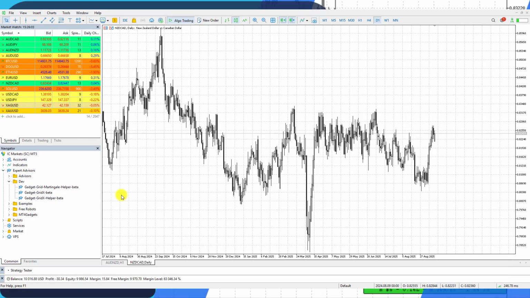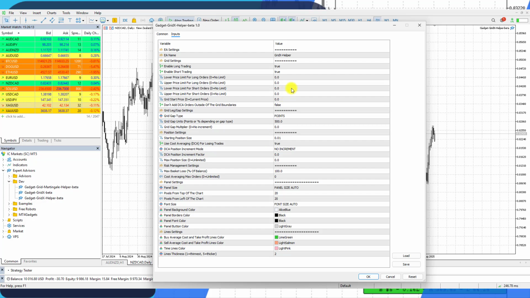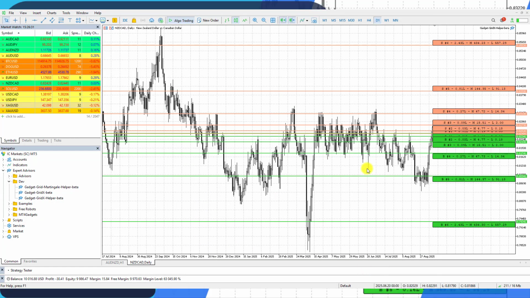Grid systems are often criticized because they can carry excessive risk and sometimes blow entire accounts during strong trends. With GridX Helper, you can see in advance how many positions would be opened, how much drawdown you could face, and where the basket would hit the maximum loss. This gives you a chance to adjust your settings before you risk real money.